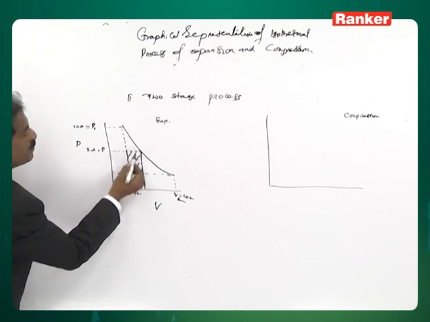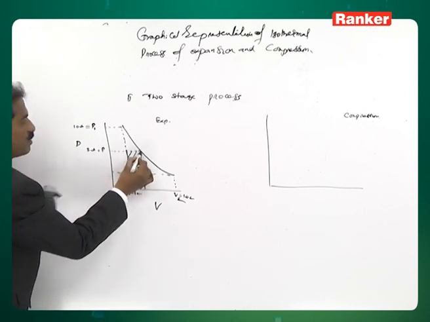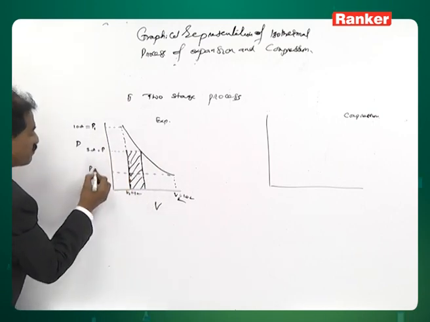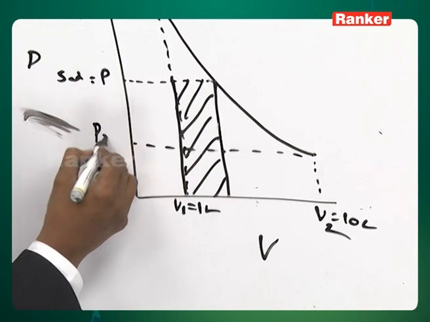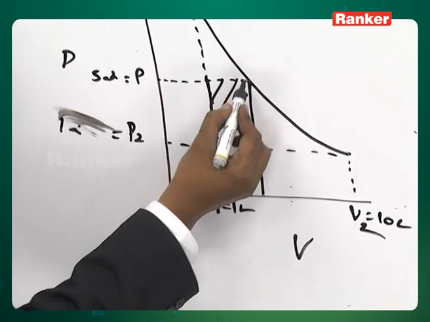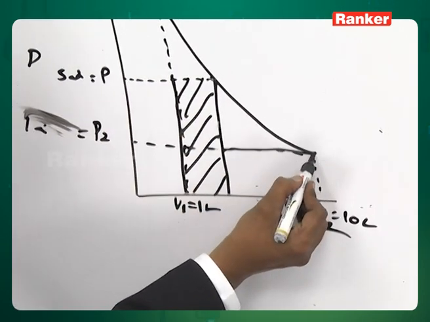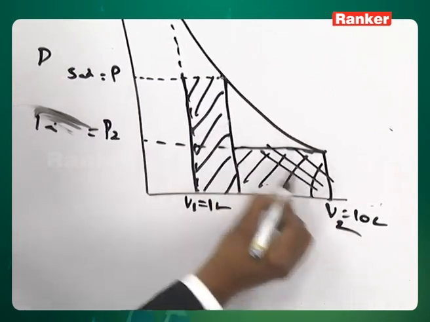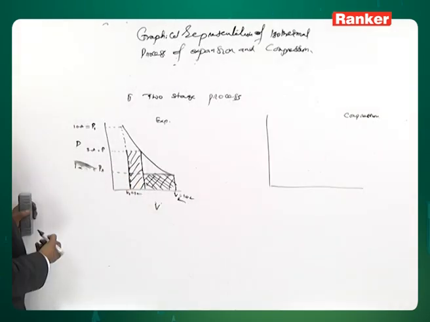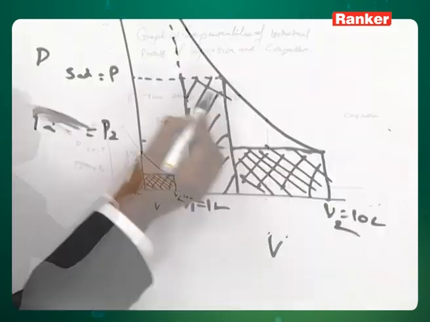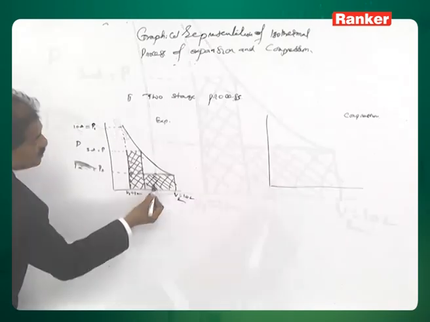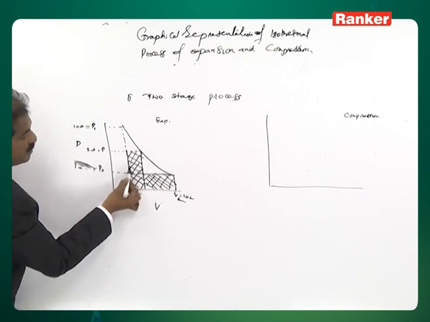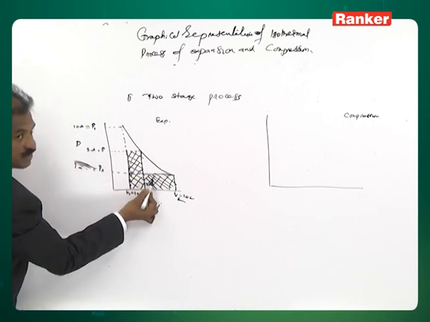Next, after bringing the piston to this position, from here onwards we again want to decrease the pressure to 1 atmosphere. When the piston is brought here, the gas undergoes expansion from here to here. Therefore, this is the work done by the gas in the second stage. In the first step, this is the work done by the gas. In the second step, this is the work done. Therefore, the total work done by the gas in the 2 stages is this one and this one.